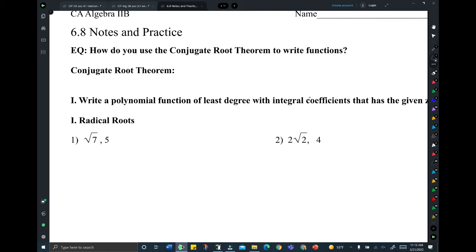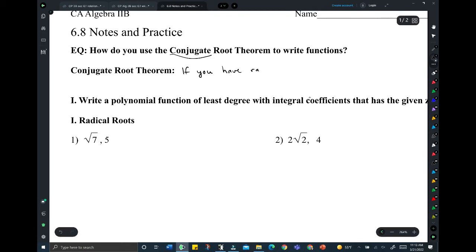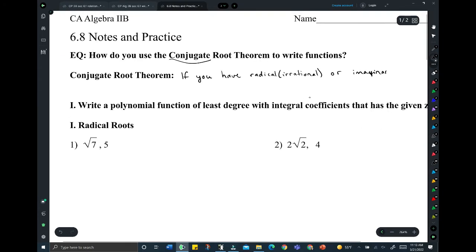We have one more theorem to introduce to you today, and that is the conjugate root theorem, okay? The conjugate root theorem basically states that if you have a radical or imaginary root, so if you have a radical and irrational or imaginary root, you always have its opposite.